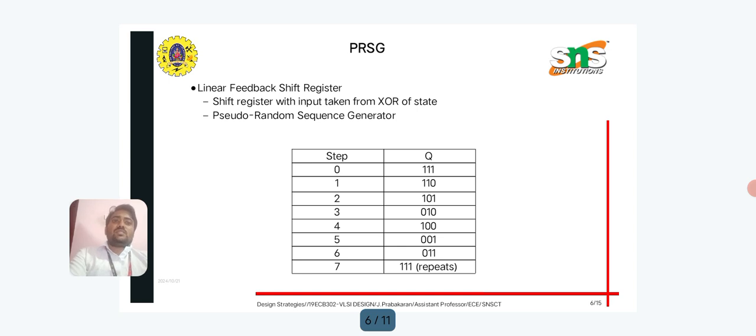And a linear feedback shift register, with input taken from XOR of its state, is a pseudo random sequence generator. Here we are using three major components. First one is the seed, the initial input value that starts the sequence generation; changing the seed results in a completely different pseudo random sequence. Next, feedback logic is employed to take the current state of the generator and produce the next state. The feedback typically depends on certain bits of the current state.